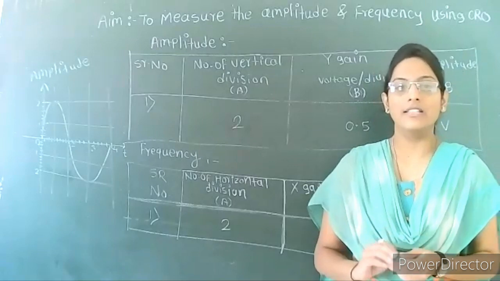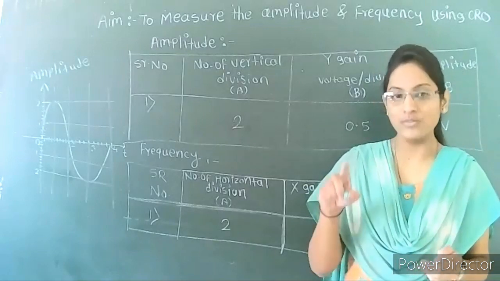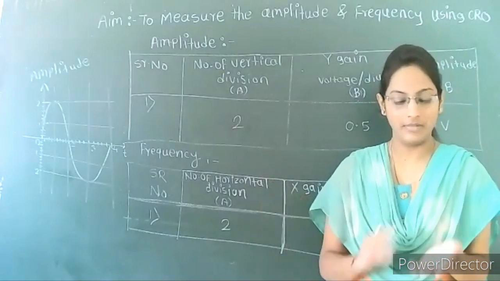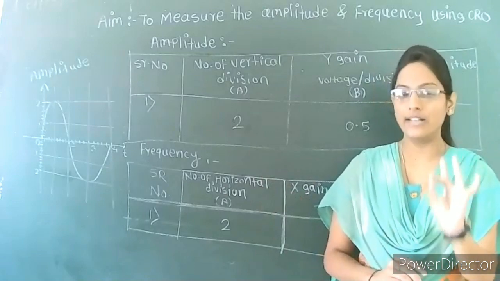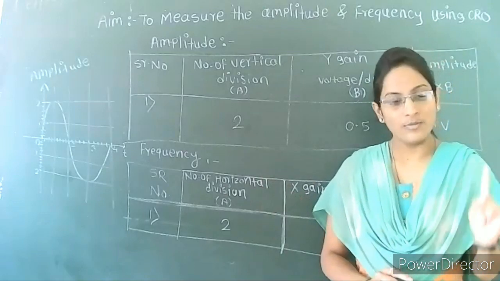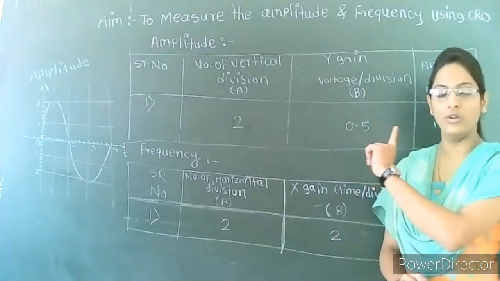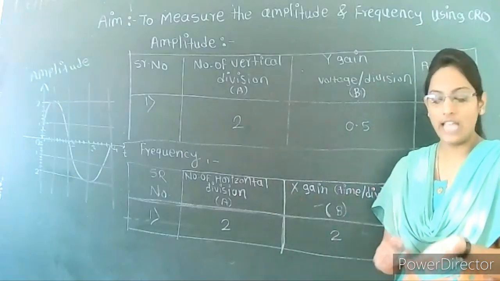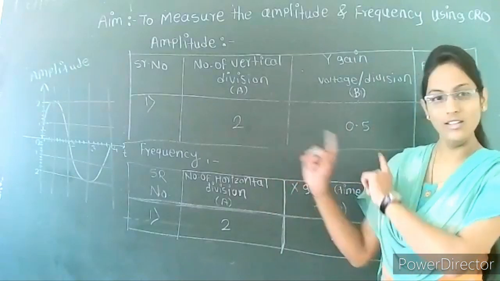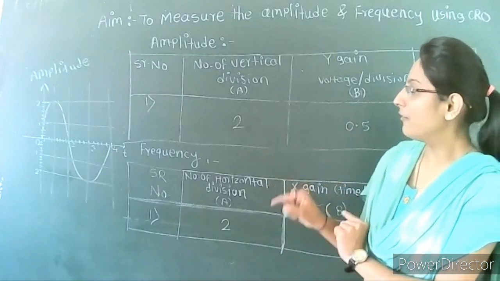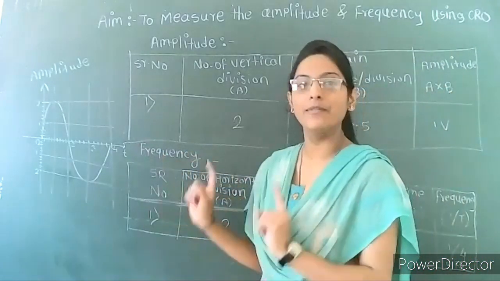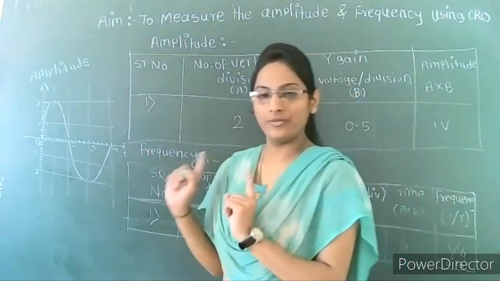Because on the CRO we can measure waveforms of any kind, means sine wave, square wave, triangular wave. All these waveforms we can measure on the CRO, and easily we can measure the amplitude and frequency on the CRO. So let's see one by one how to measure the amplitude and frequency on the CRO.